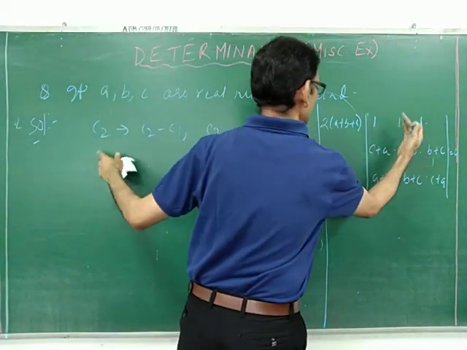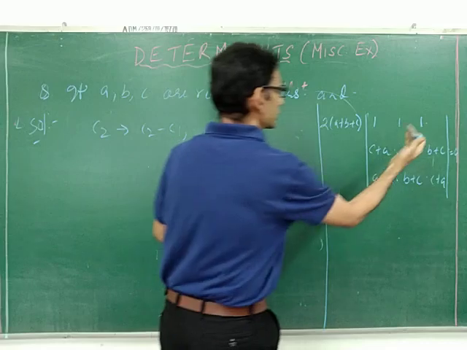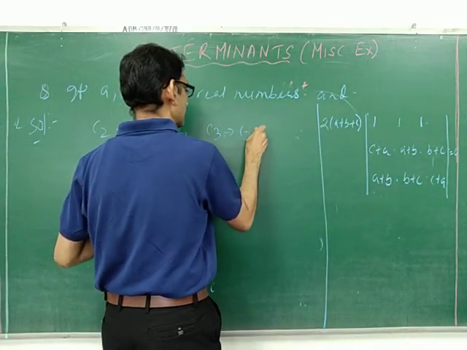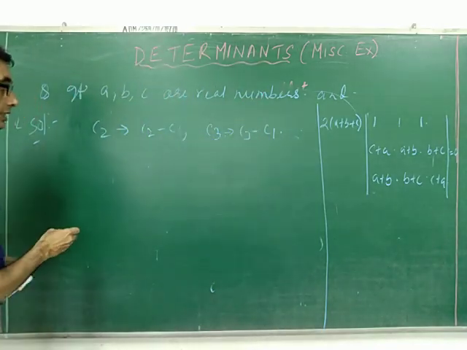We'll subtract column 1 from column 2, and similarly we'll subtract column 1 from column 3, that is C3 minus C1. So what are the changes?